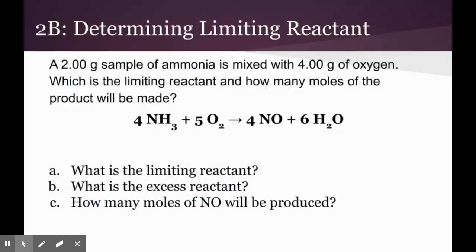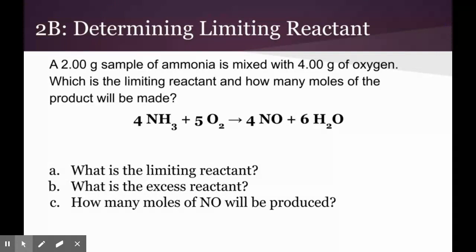Example problem number 1 says a 2-gram sample of ammonia is mixed with 4 grams of oxygen. Which is the limiting reactant and how many moles of product will be made? So we're given the masses of both reactants, and there are 3 questions that we need to answer. Which is the limiting reactant, NH3 or O2? What is the excess reactant, NH3 or O2? And how many moles of NO will be produced?